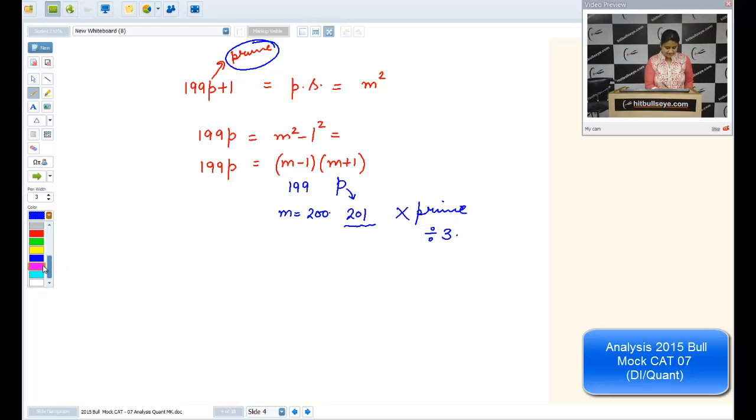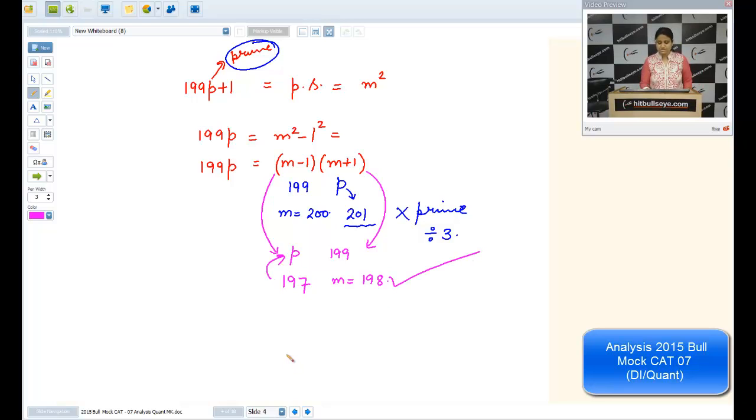Now I'm taking the second case. What is the second case? The reverse of that. I'm taking m minus 1 as p and m plus 1 as 199. If I take m plus 1 as 199, m will be 198 in this case. So what will be m minus 1? It will be 197, which is a prime in this case. That's why this case is valid. p should be a prime always. That's why there is only one solution.